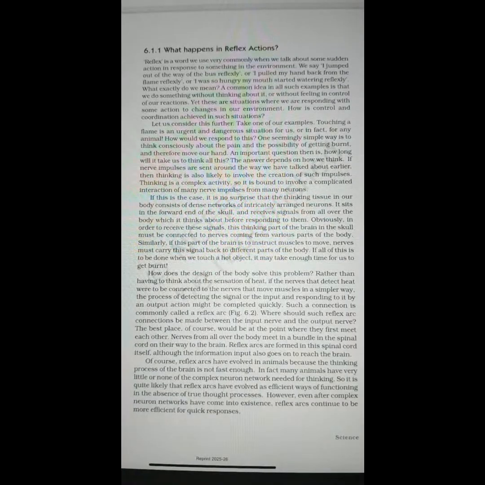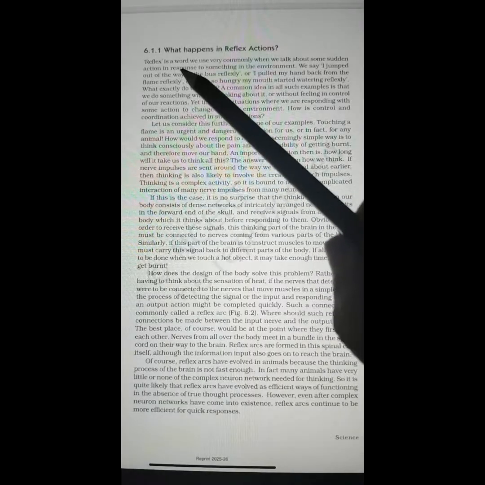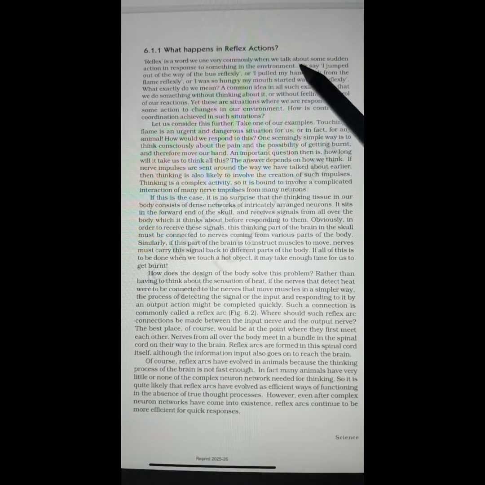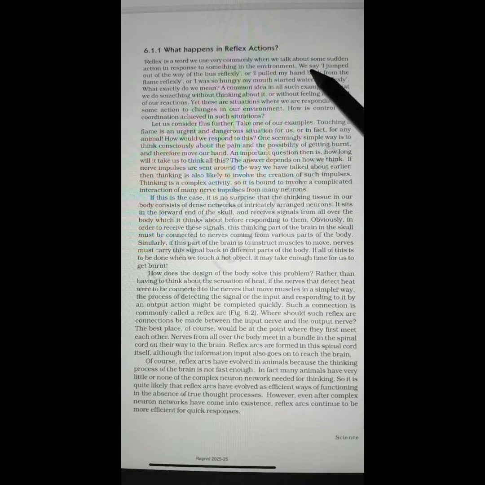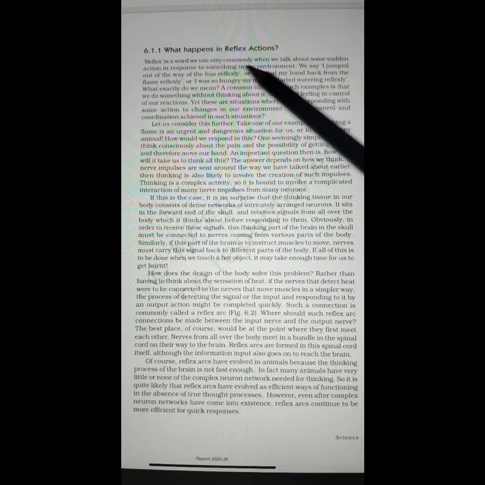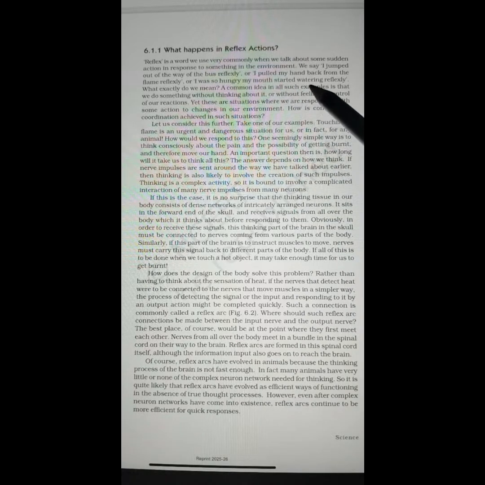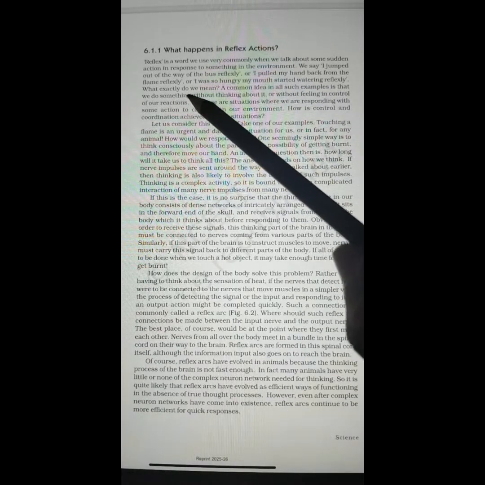6.1.1. What happens in reflex actions? Reflex is a word we use very commonly when we talk about some sudden action in response to something in the environment. We say, I jumped out of the way of the bus reflexively, or I pulled my hand back from the flame reflexively, or I was so hungry my mouth started watering reflexively. What exactly do we mean?